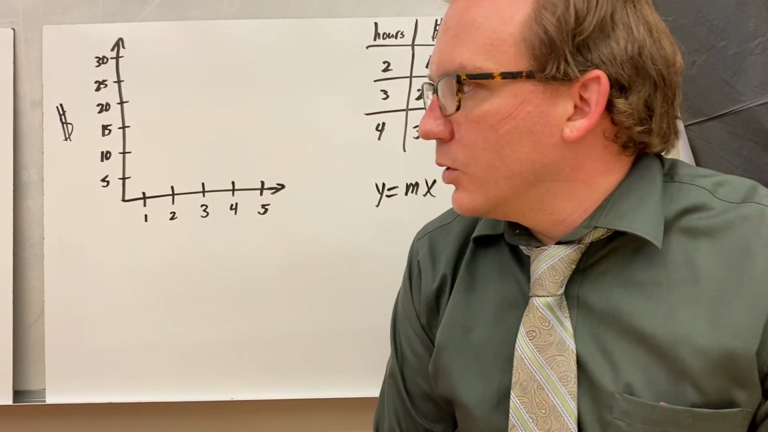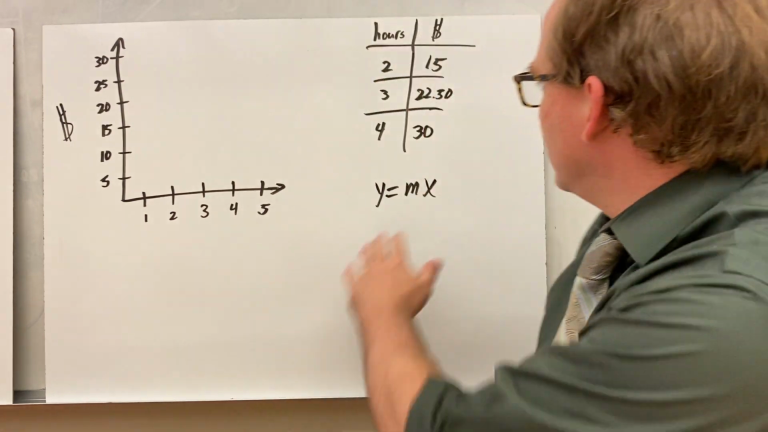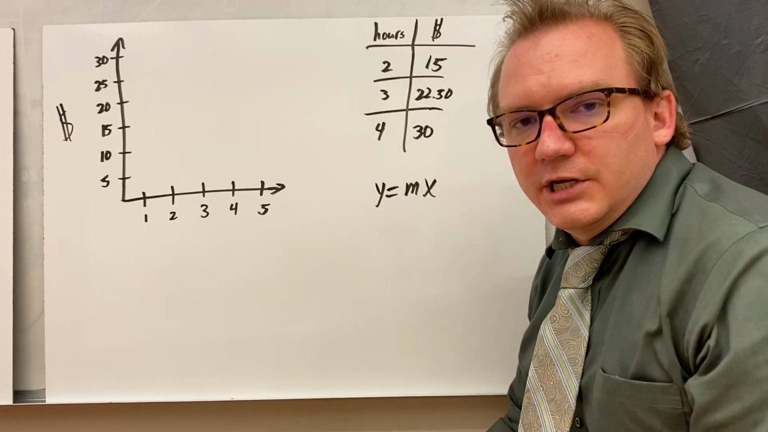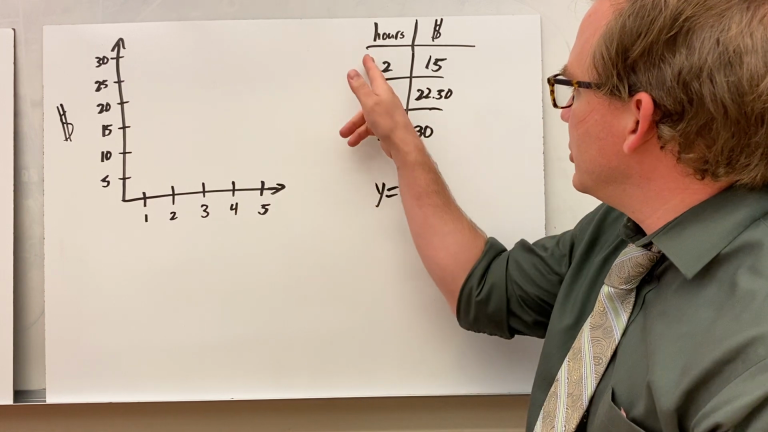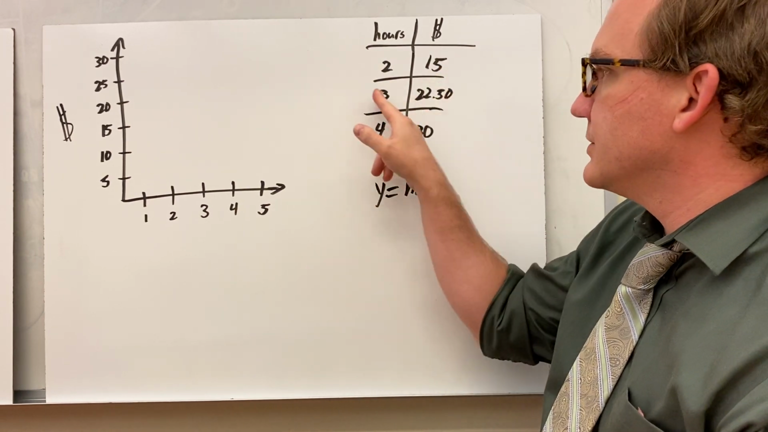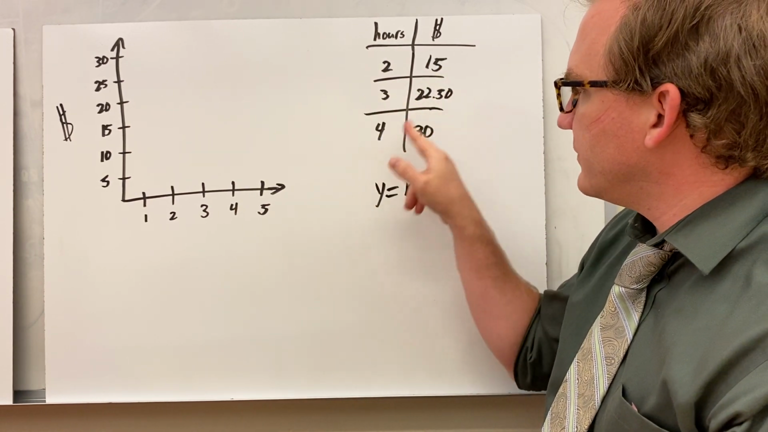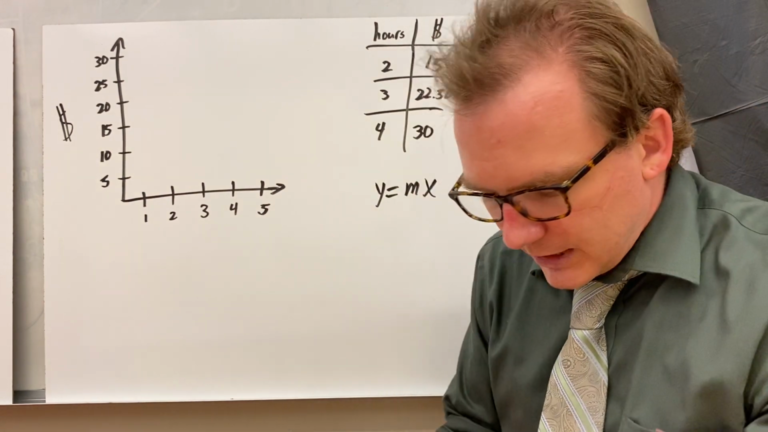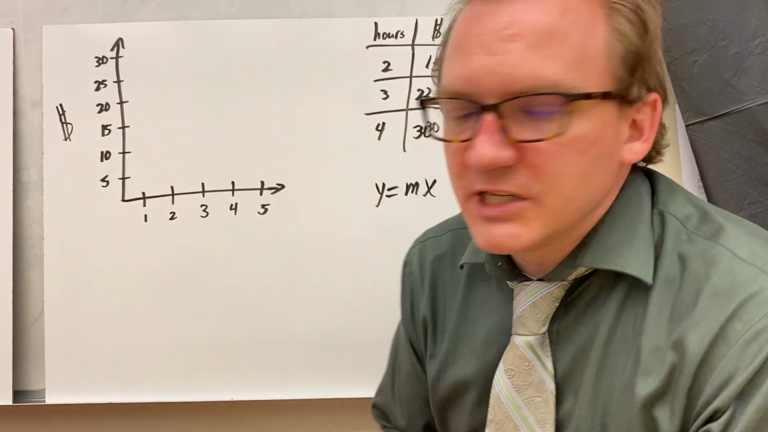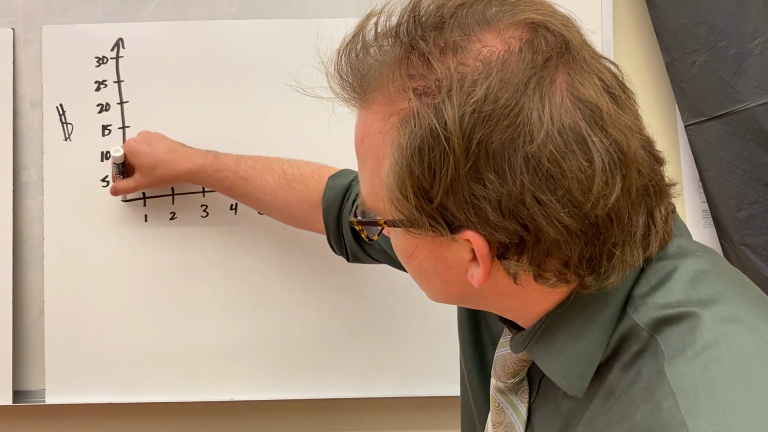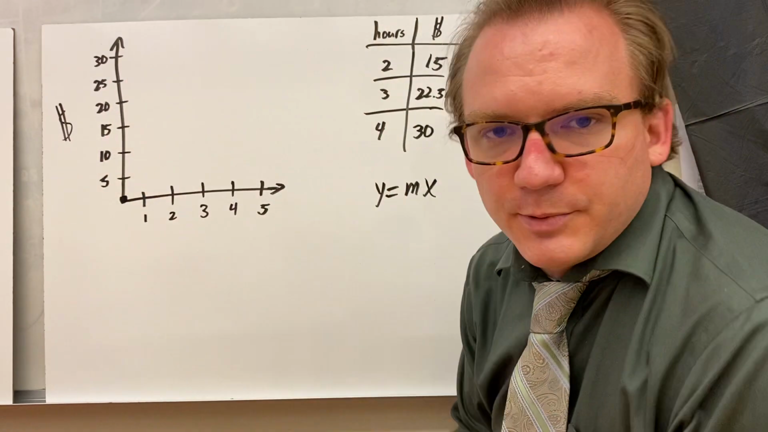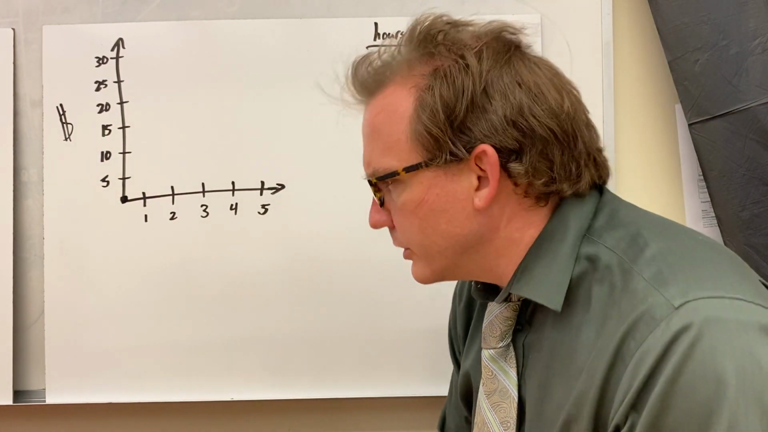Now, how do I write an equation in the form y equals mx? Here's some data about someone who's working a job. For 2 hours, they were paid $15. 3 hours were paid $22.50. 4 hours were paid $30. So we can plot some of these points. You would assume at 0 hours, they make $0. That makes it a proportional relationship going through the origin.